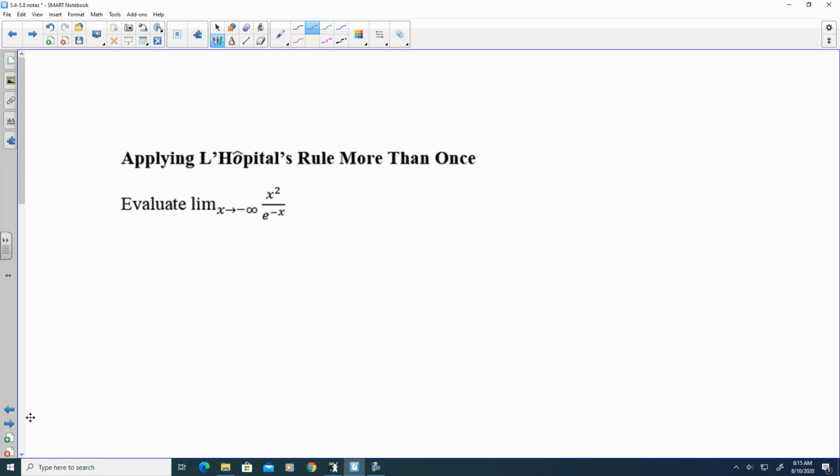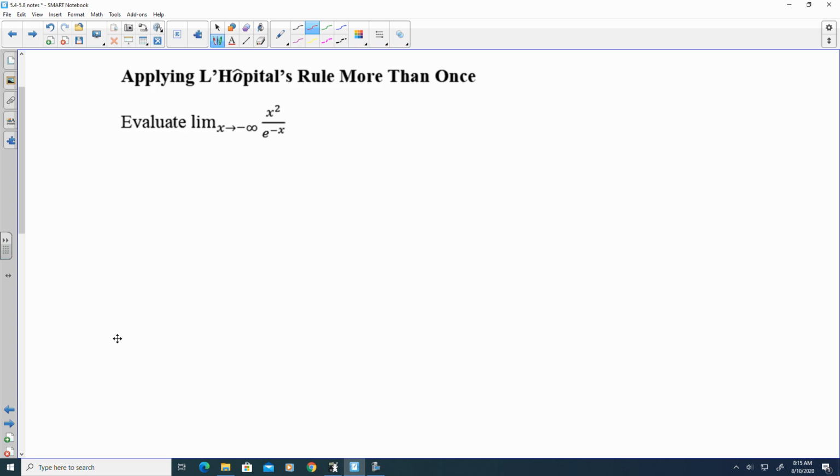All right, getting the hang of it. So I did mention that sometimes we're going to have to do L'Hopital's more than once if it didn't work the first time. So first we're just going to think about, okay, I'm going to plug infinity in, or negative infinity in this case. The top goes to infinity at negative infinity, and e to the negative x goes to infinity as well as we go to negative infinity. So I'm going to do L'Hopital's.